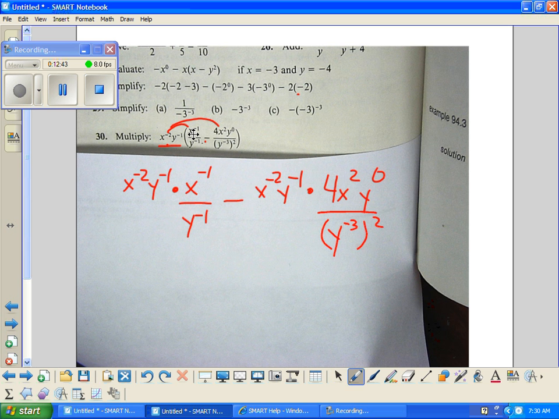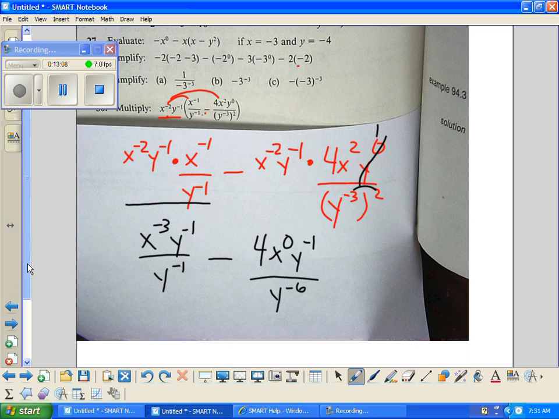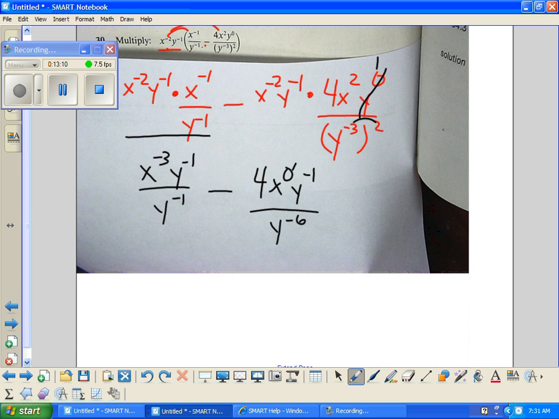Now I'm going to do some simplification. On the first term, I'll just do the top separate. Now you might be able to go faster. So I'm going to do this in steps. And over here, this is 1. I'm going to get 4x0, y negative 1. And on the bottom, y negative 3 squared. Y negative 3 times y negative 3. Negative 3 plus negative 3 is negative 6. But we can do a shortcut and do the power rule. It's y negative 6. And now you got to do some simplification again.